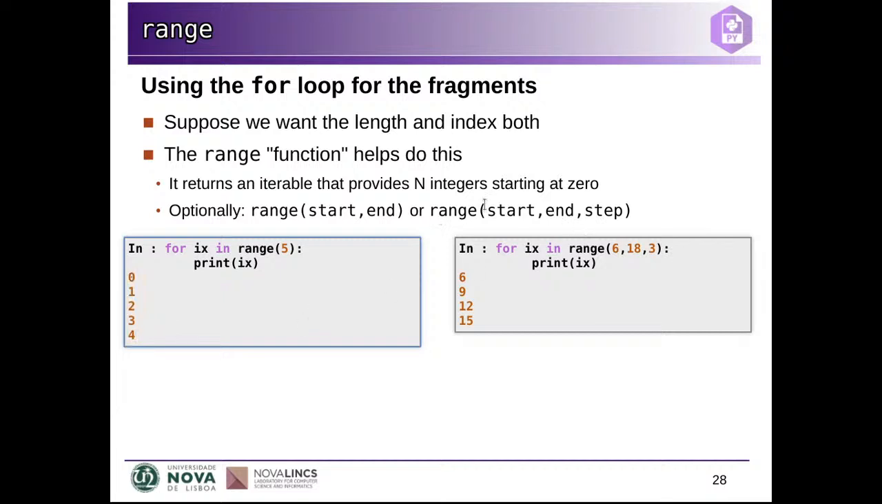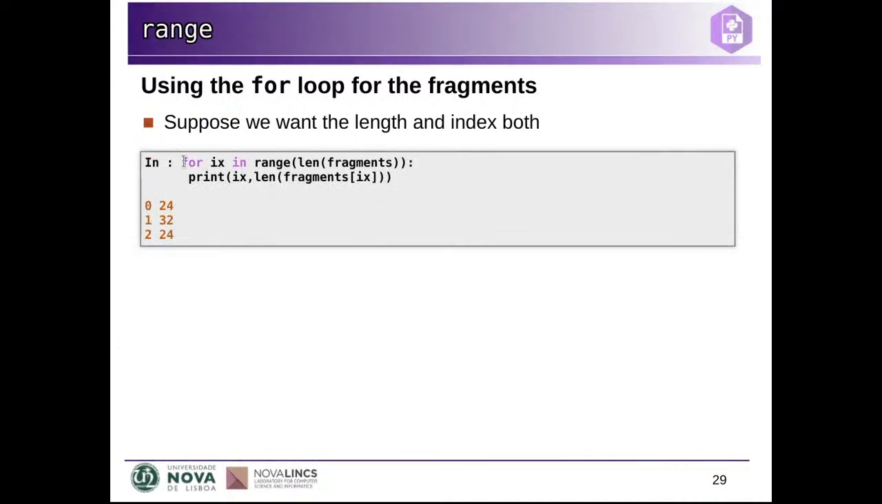You can also use range more generically by giving the start, the end, and the step, similar to what we do with slicing, and it will start at this one, end before this one, and skip according to the step that you give. But this is a less used version of range. Usually what we use range for is something like this. I want to iterate through this array, in this case fragments, but I want to iterate not through the values but the indexes of the array.